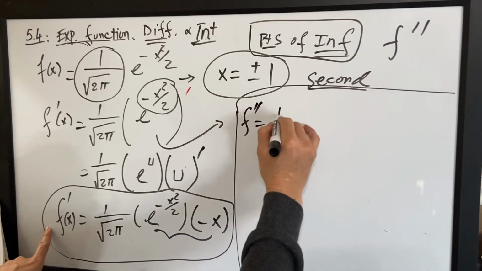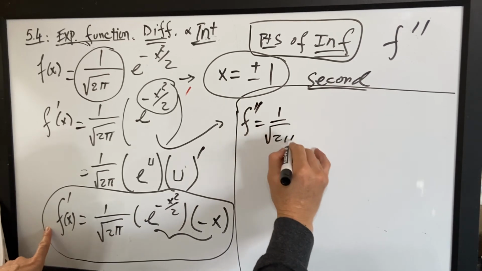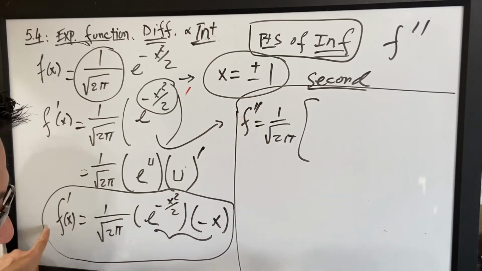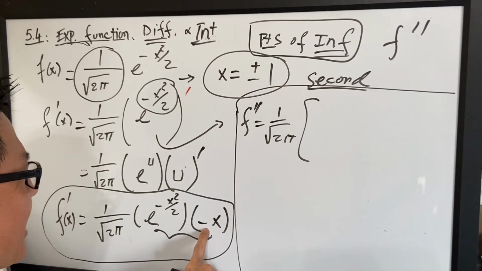So you have right here 1 over the square root of 2 pi. Now, ladies and gentlemen, let the fun begin. To minimize the sign issue, bring the negative sign out here.